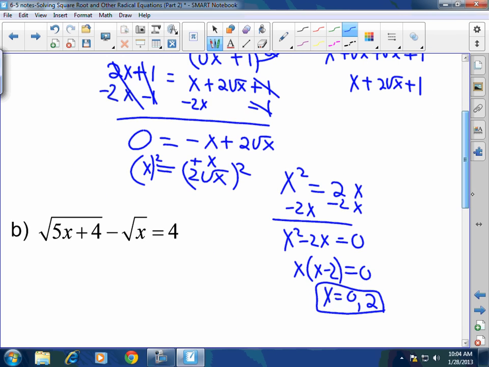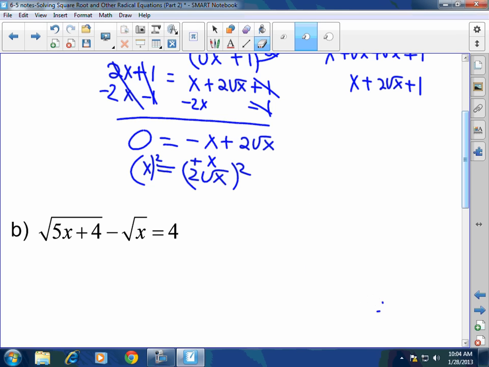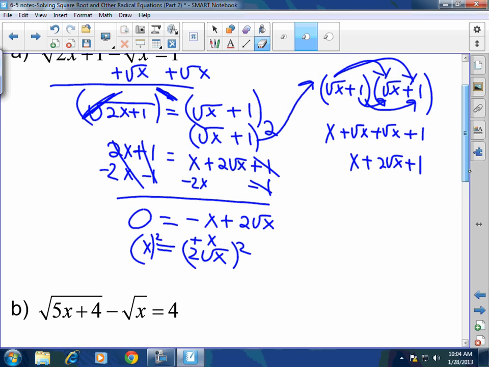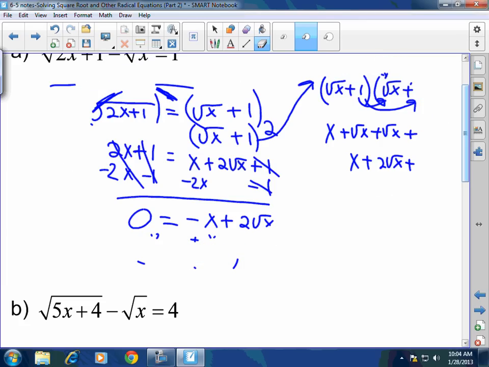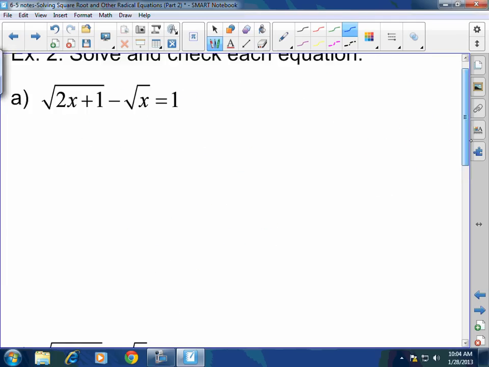Actually, 0 and 4, because when you square this, oh my goodness, this problem has been horrible. So I'm going to redo this whole entire problem, because that just must have confused everybody, and I'm sorry. Let's just do this again, because I'm tired of erasing and doing it over. I'll just do it all over again.